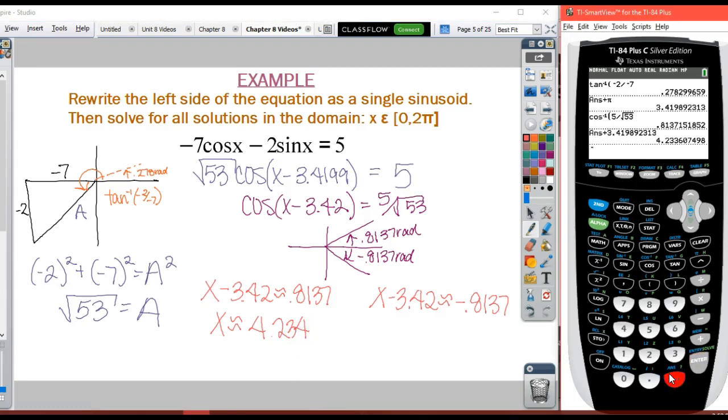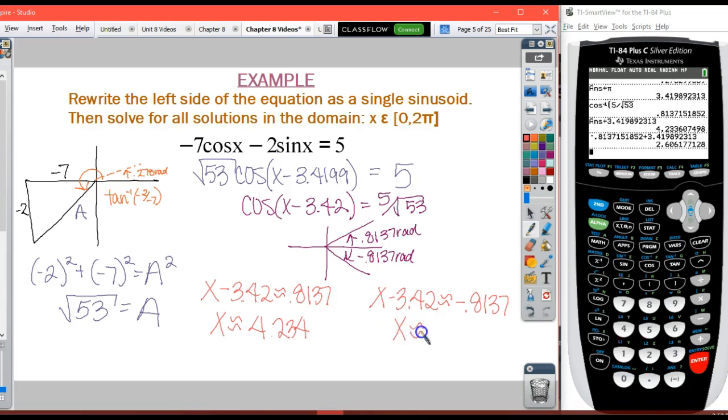I'm going to take the negative of that 0.813 number. Same thing, add that 3.419 number. And my other solution will be 2.606. We knew we were only looking for two answers in this specified domain, and so we are now done.